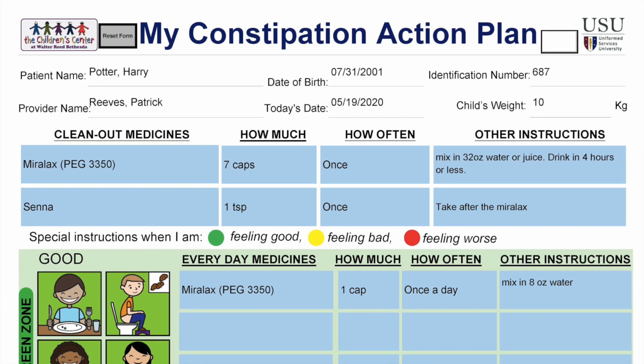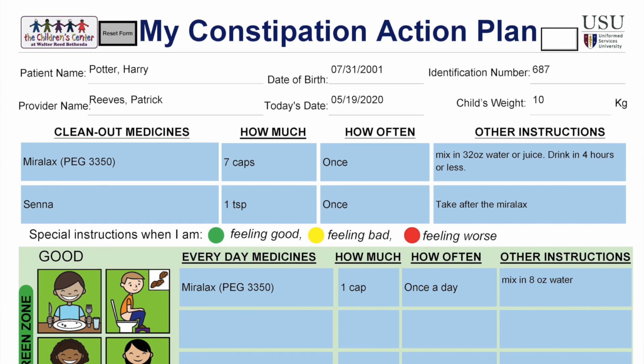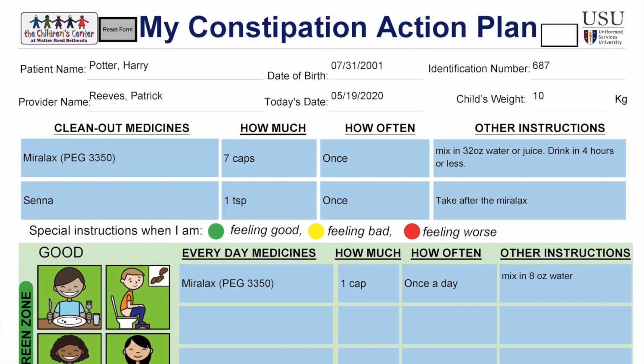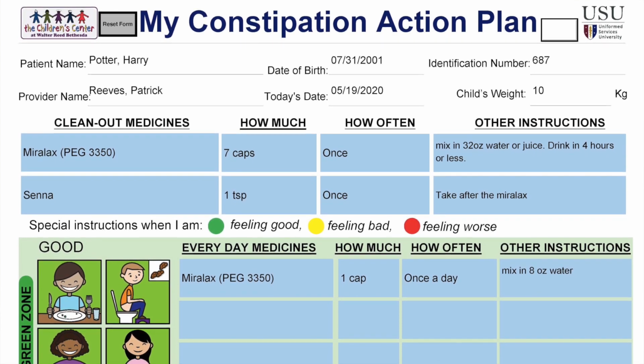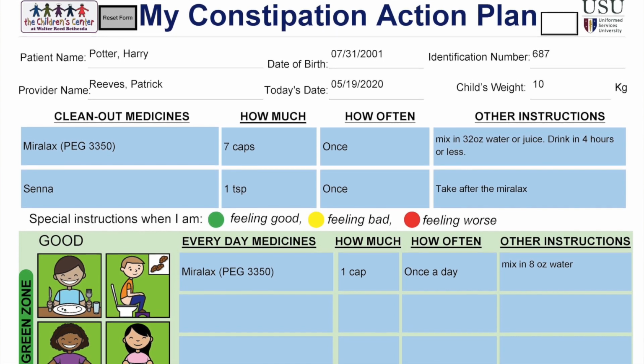This is used when children have a large stool volume in their colon and are referred to as backed up. The clean-out is similar to what is used for colonoscopy clean-outs in an attempt to flush the intestine and flush the colon and empty it of stool so that it can return back to its normal size.